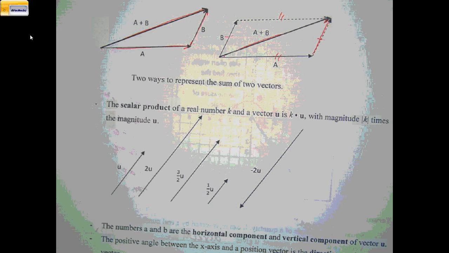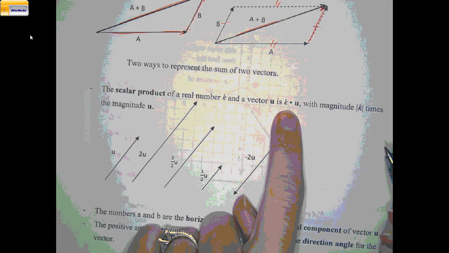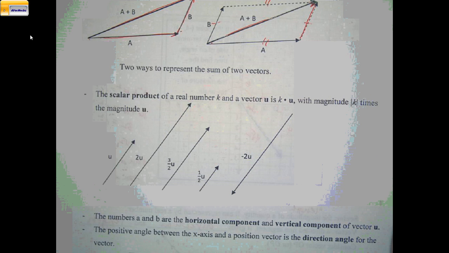Scalar product. The scalar product of real number k and a vector u is k times u, with magnitude k times the magnitude of u.